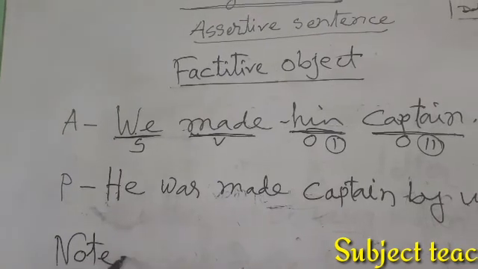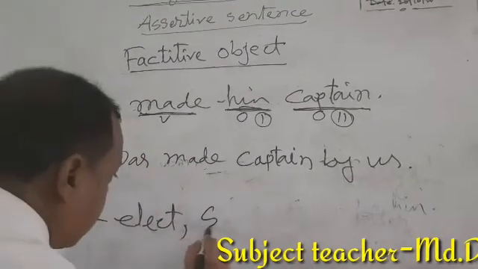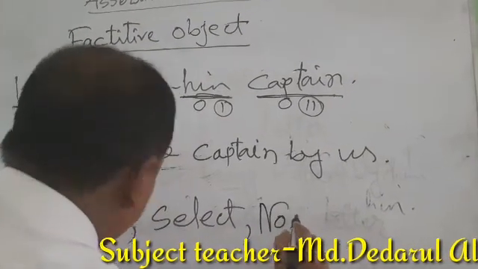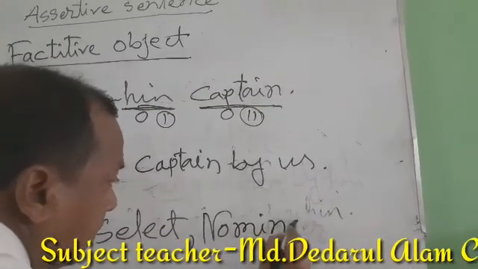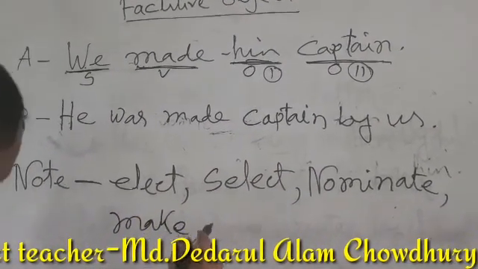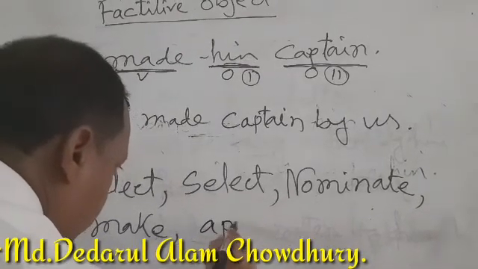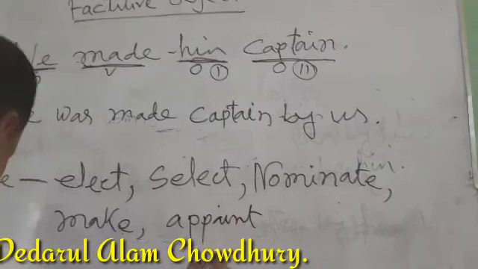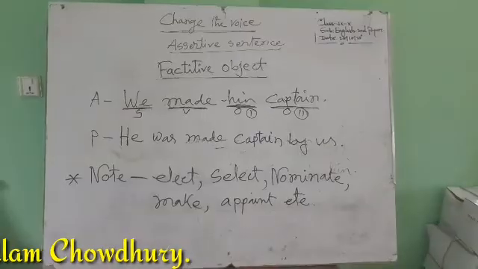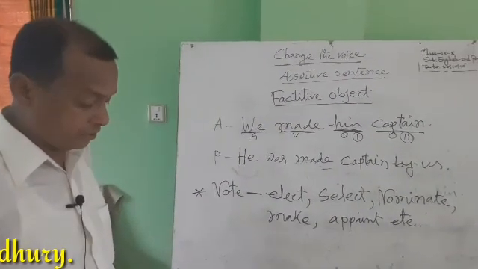Dear students, note down some factitive object verbs like elect, select, nominate, make, appoint, etc. These take a factitive object. Dear students, you now have a clear idea about voice in assertive sentences.